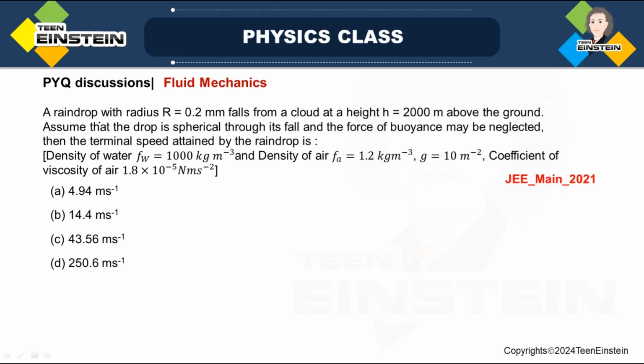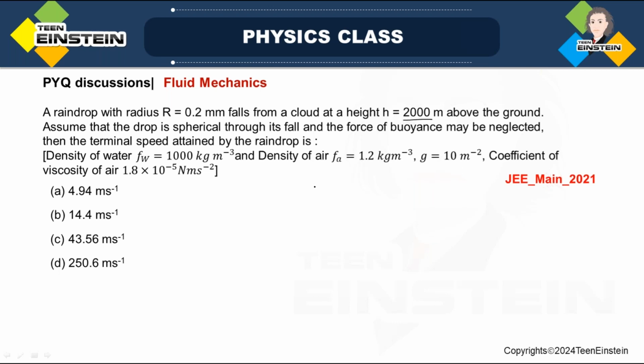The question says, a raindrop with radius 0.3 mm falls from a cloud of height 2000 meter above the ground. Assume the drop is spherical throughout its fall and the force of buoyancy may be neglected. Then the terminal speed attained by the drop.